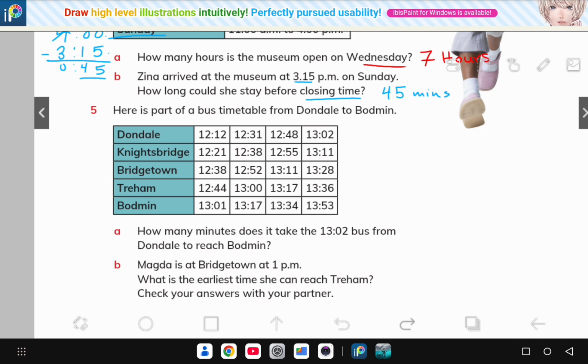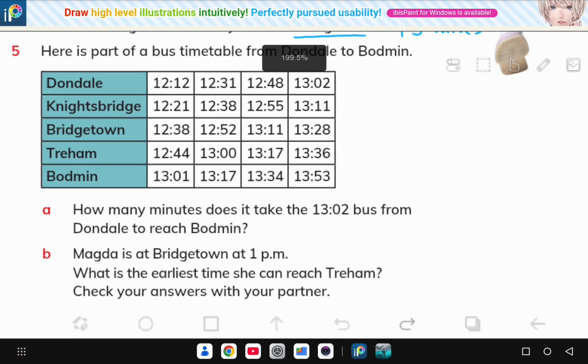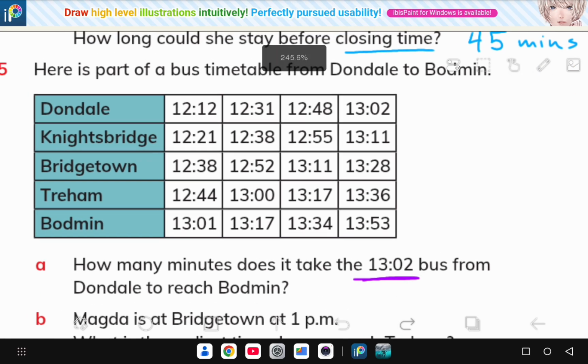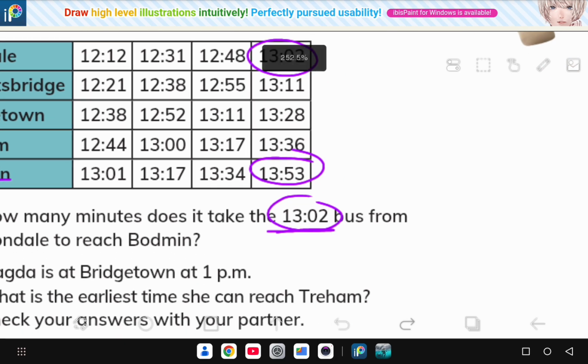Question number 5. Here is part of a bus timetable from Dundale to Bodmin. How many minutes does it take the 13:02 bus from Dundale to reach Bodmin? This is Dundale. Where is the 13:02? Here it is. Where is it going to reach Bodmin, and when? By that time, 13:53.